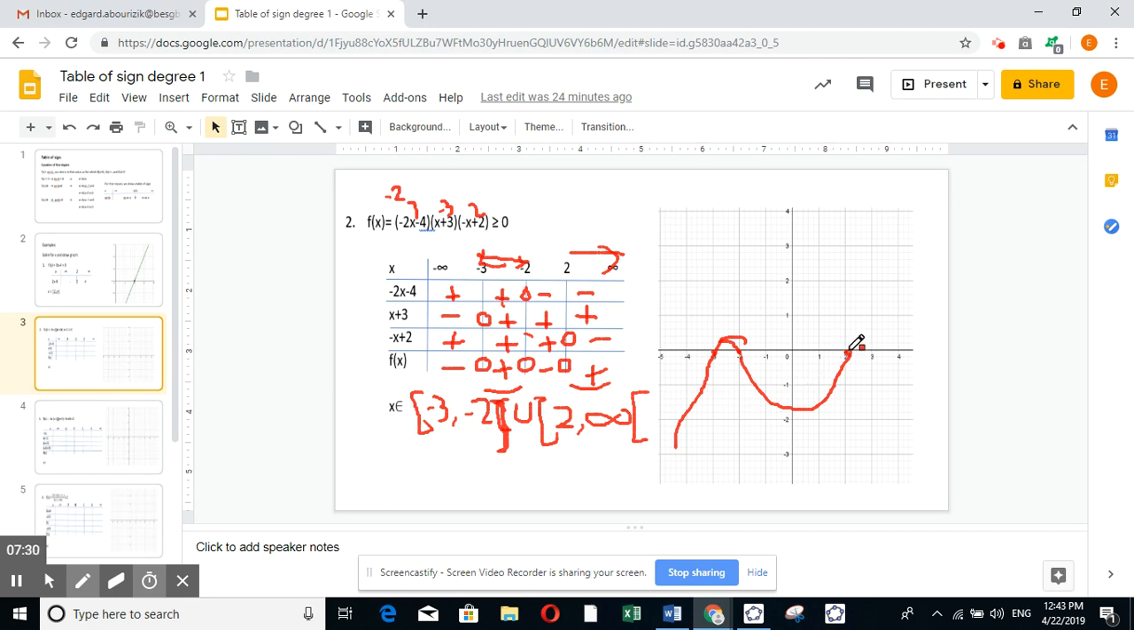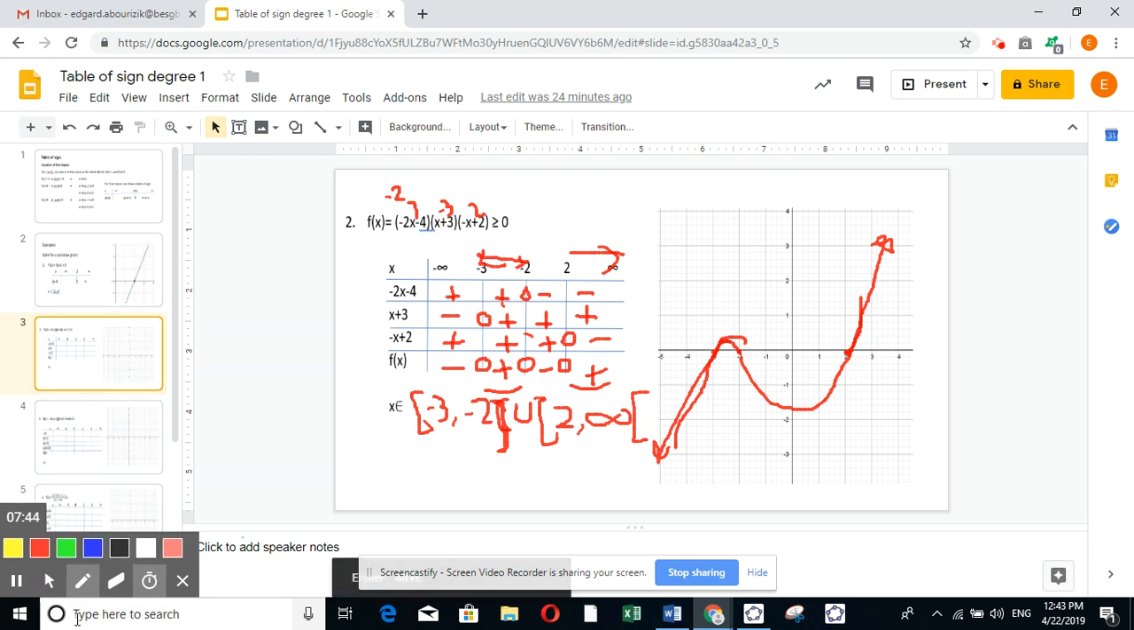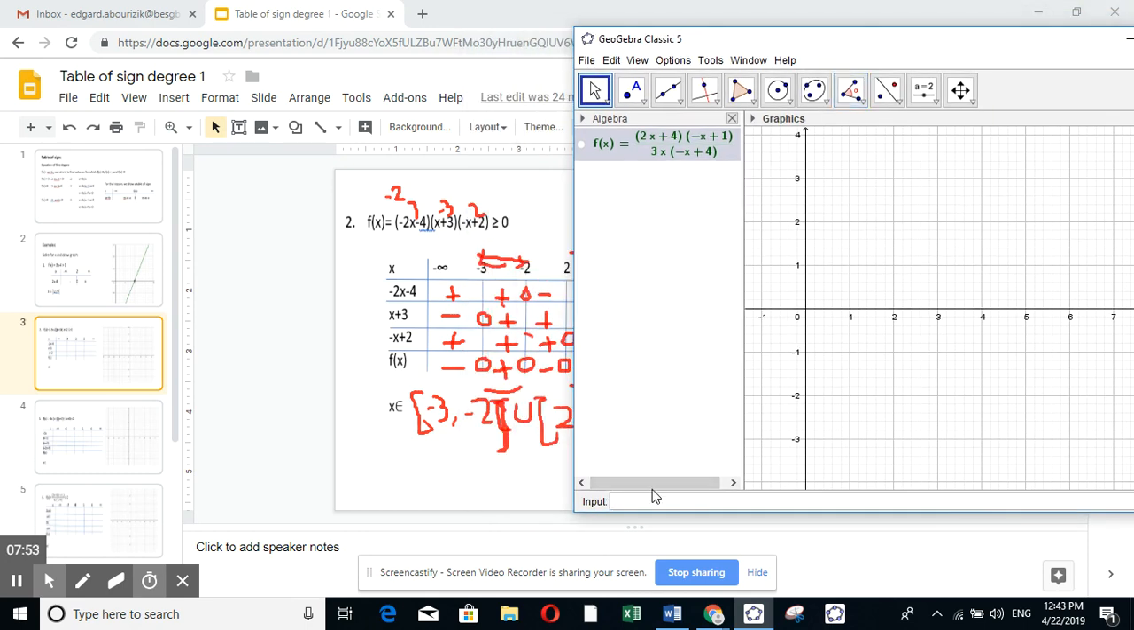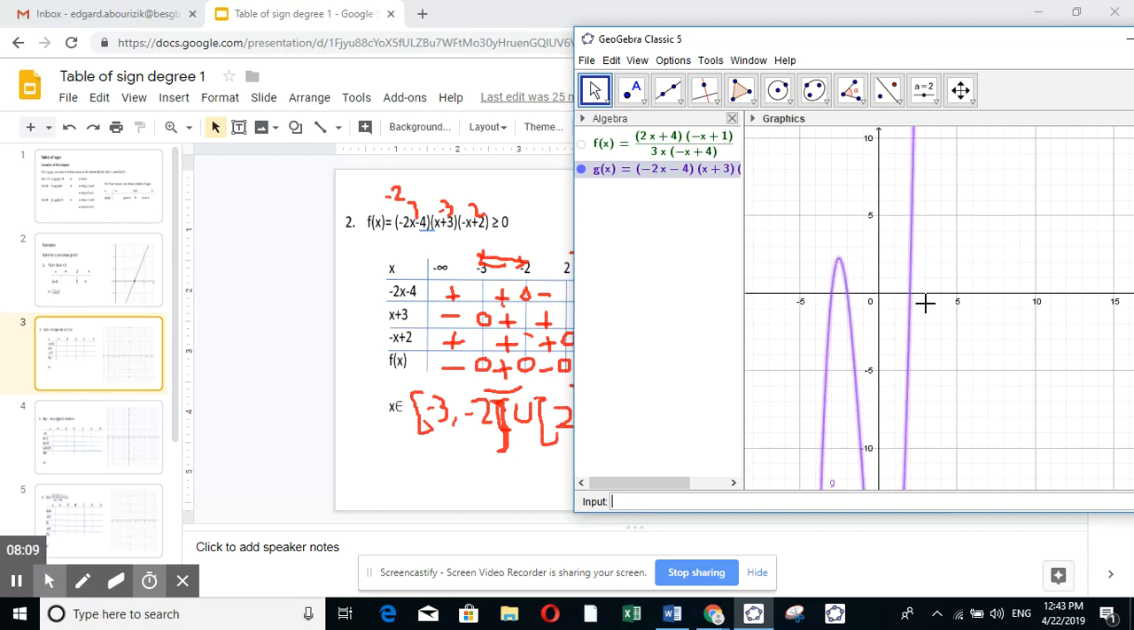F of x means the elevation. So it must pass by the roots minus 3, minus 2, and 2. No need to get an accurate curve. If you want an accurate curve, you can go to Geogebra here. For example, let me put g of x equal minus 2x minus 4 into x plus 3 into minus x plus 2. If you graph it, as you can see here, it will be accurate.